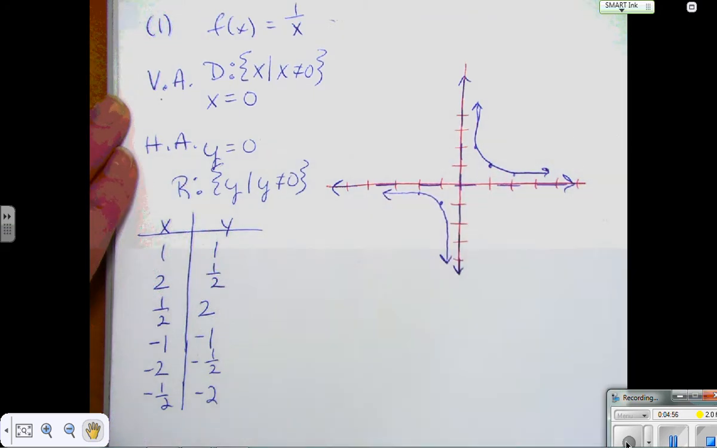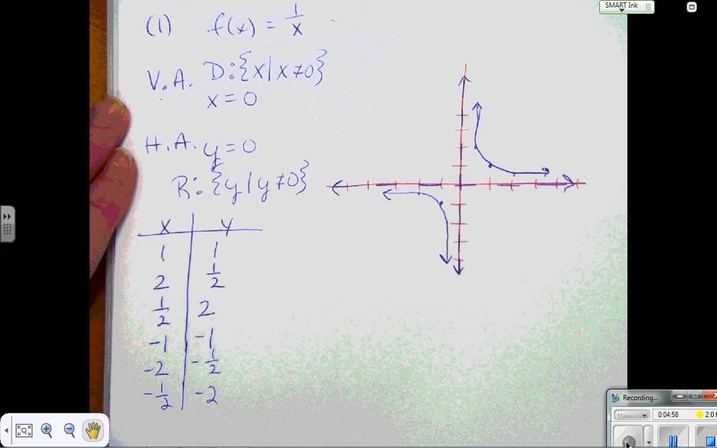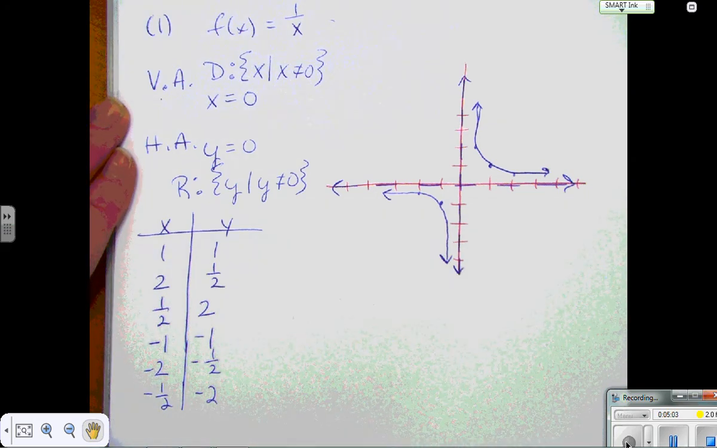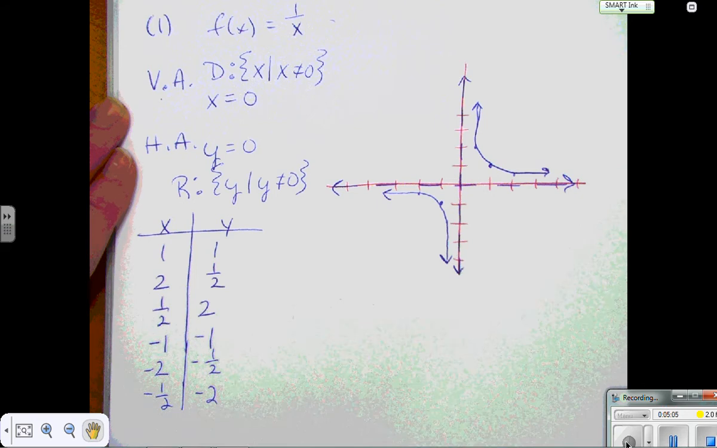Okay. Any questions? And that's basically what a hyperbola looks like.